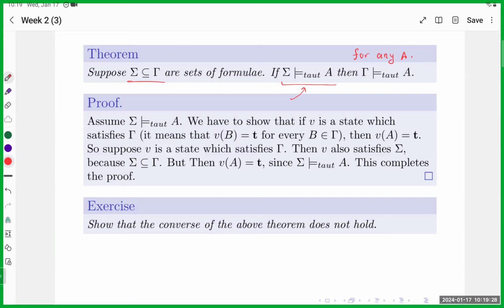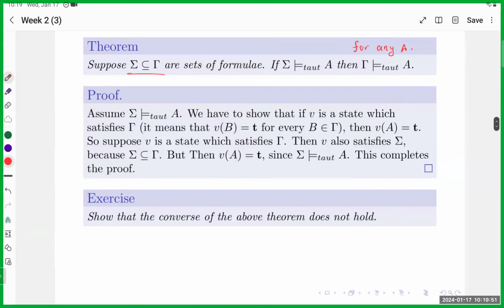We wanted to show that any state that satisfies gamma satisfies A. Any state that satisfies gamma would satisfy sigma as well. And since sigma tautologically implies A, that state satisfies A. So, an obvious proof.